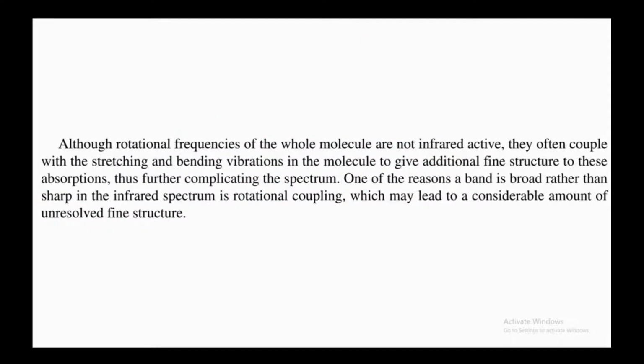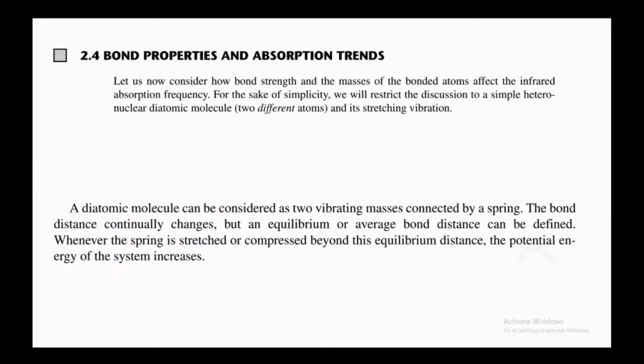Although rotational frequencies of the whole molecule are not infrared active, they often couple with stretching and bending vibrations in the molecule to give additional fine structure to these absorptions, thus further complicating the spectrum. So you often see that the IR spectrum is very complicated and we cannot assign all of the peaks. Like in an NMR spectrum we can assign every single peak, but that's not possible in IR spectroscopy. We cannot assign all of the peaks, but we can definitely assign major peaks in the IR spectrum. One of the reasons a band is broad rather than sharp in the infrared spectrum is rotational coupling, which may lead to a considerable amount of unresolved fine structure.